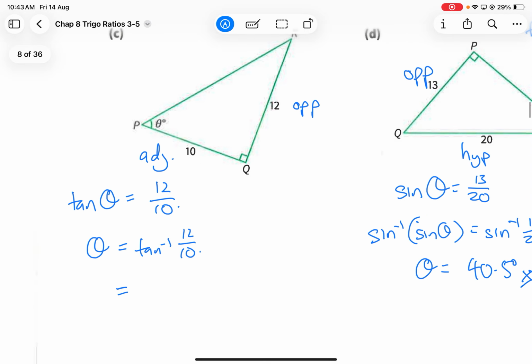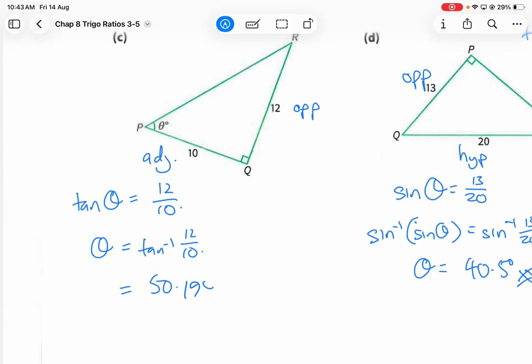Okay, then tangent inverse 12 over 10. 50.2 lah. Round up. 50.19. Then the next answer is wrong. So if you write 50.19 only without the 4, also can. Then you round up to 1 decimal point.